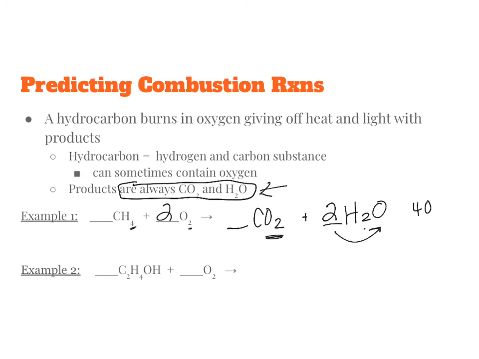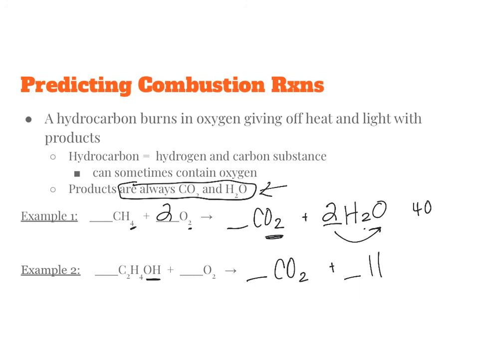All right, the next example, so as I said, sometimes oxygen is contained in there. When it has this OH group, that's called an alcohol. That is still a hydrocarbon though. So alcohol does combust when it is burning in oxygen. All right, so once again, my products are CO2 and H2O.